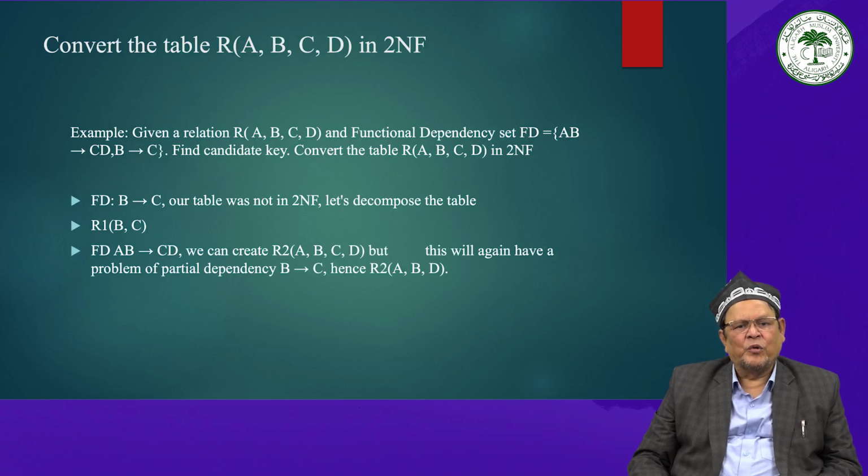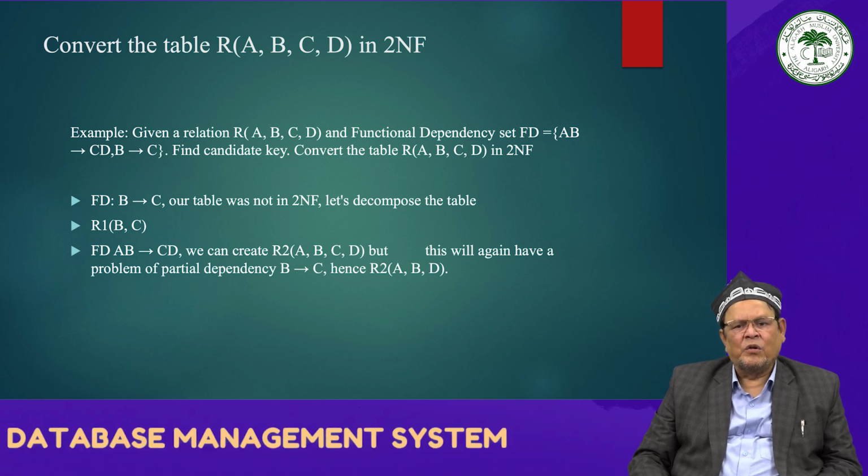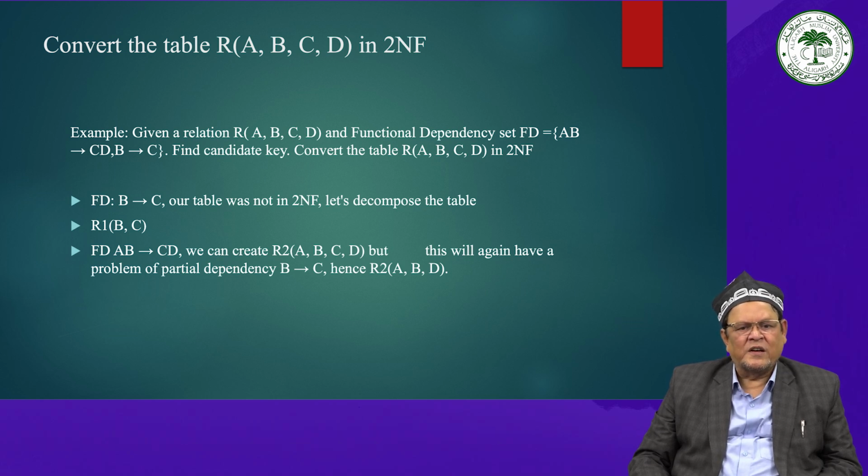Let's take another example. Given a relation R containing attributes A, B, C, D and functional dependency set AB determines CD, B determines C, find the candidate key and convert the table R into 2NF. In simple terms, to find the candidate key, we look for the smallest set of attributes that can uniquely identify all other attributes. In this case, AB is the candidate key because it can determine all other attributes CD.